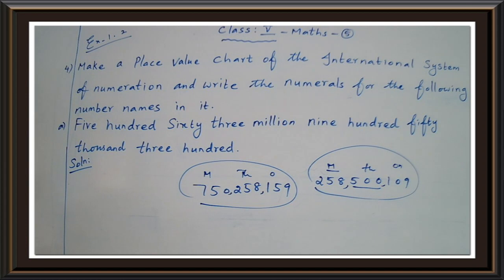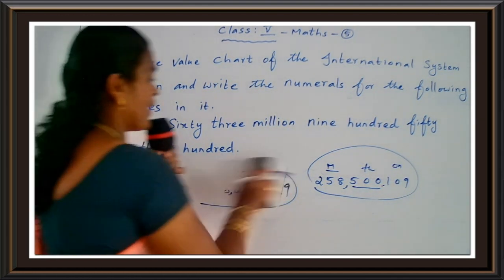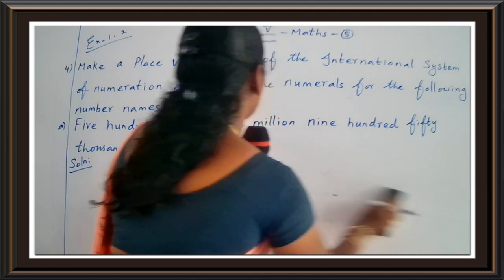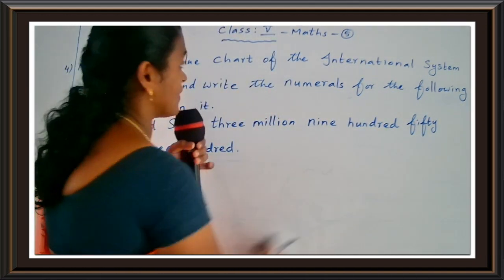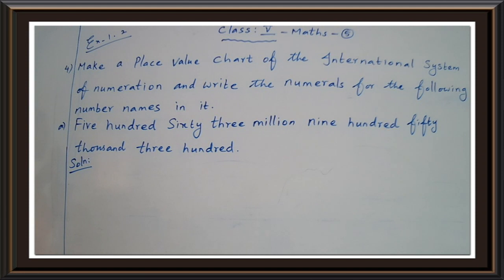That is in exercise 1.2, fourth question. Okay children, in exercise 1.2 fourth question, see the question, listen carefully. Make a place value chart of the international system of numeration and write the numerals for the following number names in it. The number name is given. So you make a place value chart using the international system of numeration.